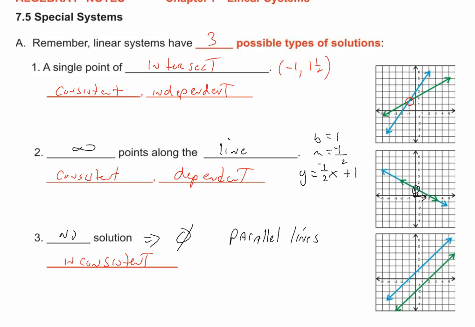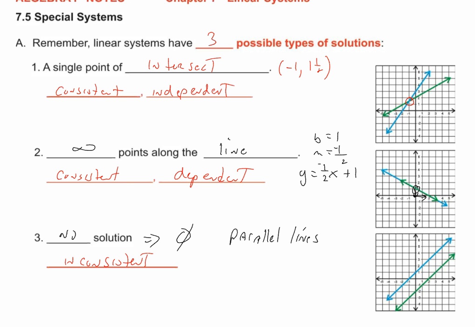Now, in graphing, can we tell if it's consistent and independent? Yeah, there's a point of intersection. Can we tell if it's consistent and dependent? Yeah, we graph the same line. Can we tell if it's inconsistent? Yeah, we graph parallel lines. No problem, right?